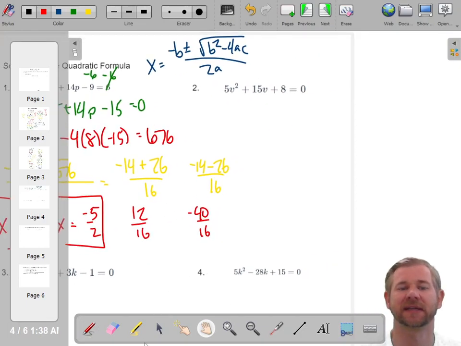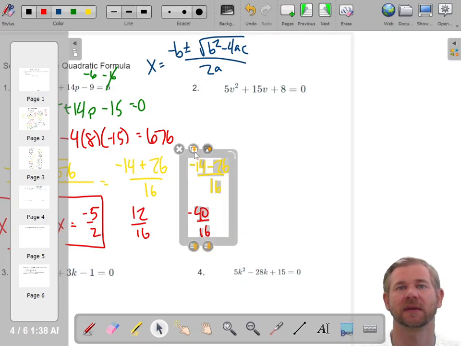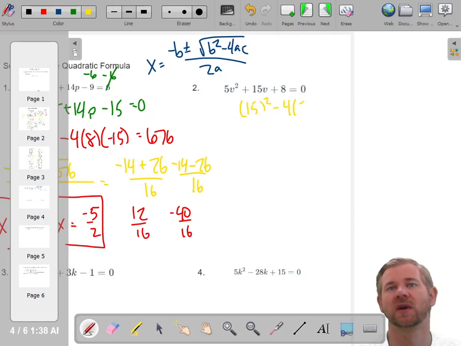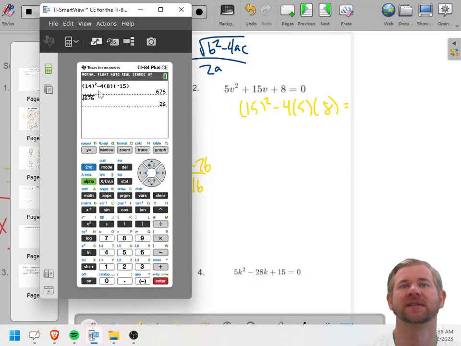Next one, it's equal to 0, so I don't have to do that. At least I don't got to worry about that too much. That's nice. Let me get this out of the way. Just scooch over. That's fine. All right, b squared minus 4ac. 15 squared minus 4ac equals. Type it in one step, exactly like I do. 15 squared minus 4ac.